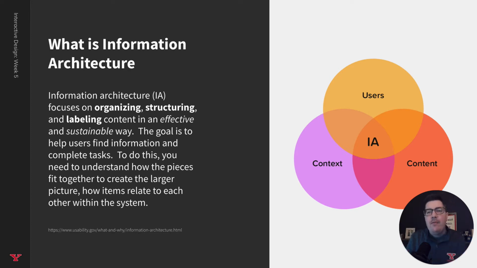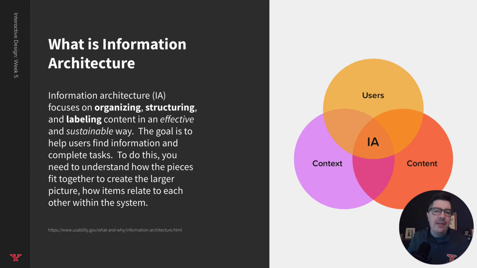So they define information architecture as this. It focuses on organizing, structuring, and labeling content in an effective and sustainable way. The goal is to help users find information and complete tasks. To do this, you need the understanding of how these pieces fit together to create the larger picture, how all items relate to each other within the system or within the website itself.